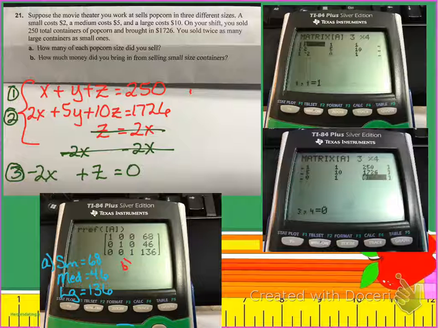Okay. And then at the bottom left, you see where I did the double R ref and ended up with our final totals. You can see x for smalls is 68, mediums is 46, larges is 136. If you want to double check that, twice 68 is 136. We sold twice as many larges as smalls, so you take the smalls, multiply by 2, that gives you the large. So that works. That answered part A. Then part B asked, how much did you sell in small popcorns? 68 times $2 per popcorn was a total of $136.